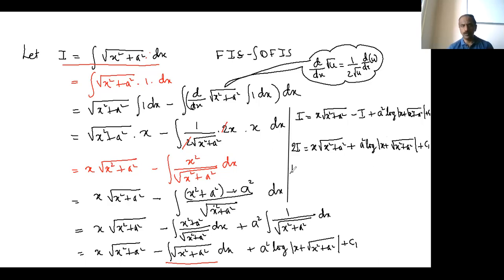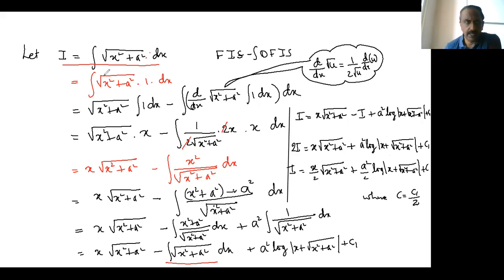Now when you divide by 2, this becomes x by 2 root of x square plus a square, and this will become a square by 2 log of x plus root of x square plus a square plus c, where c is c1 by 2. Very, very important. This particular theorem proof you have to learn. I'll give one more practice, one more theorem, but the next one you try to do yourself and then check whether what you have calculated is correct or wrong.